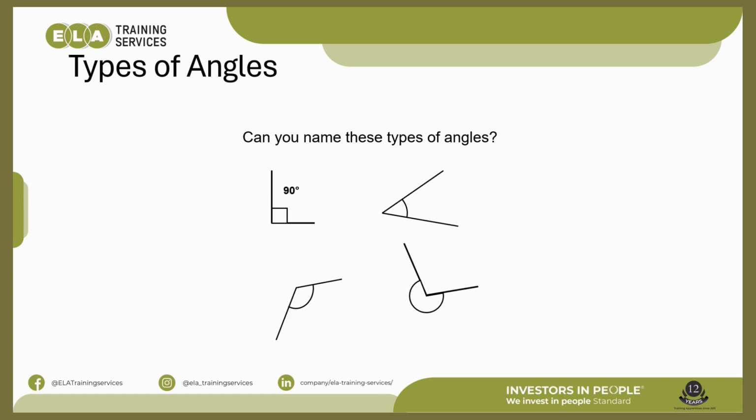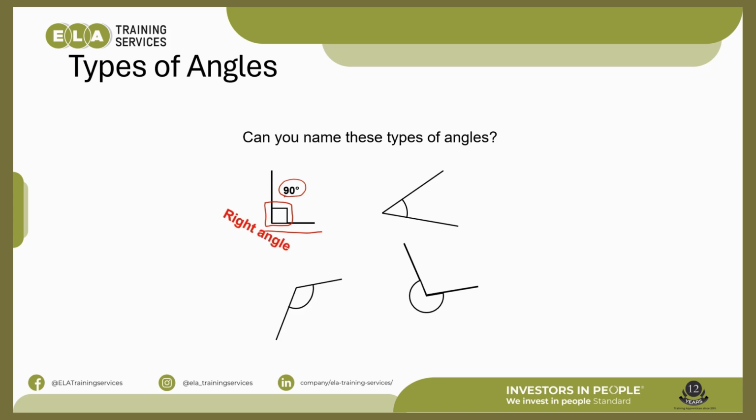So we can see that this first one says it's 90 degrees. Now, a 90-degree angle is one way of describing this, but there is another name for it. And even if it doesn't say 90, this angle will always have this square here to remind you what it's called. So that is a right angle.